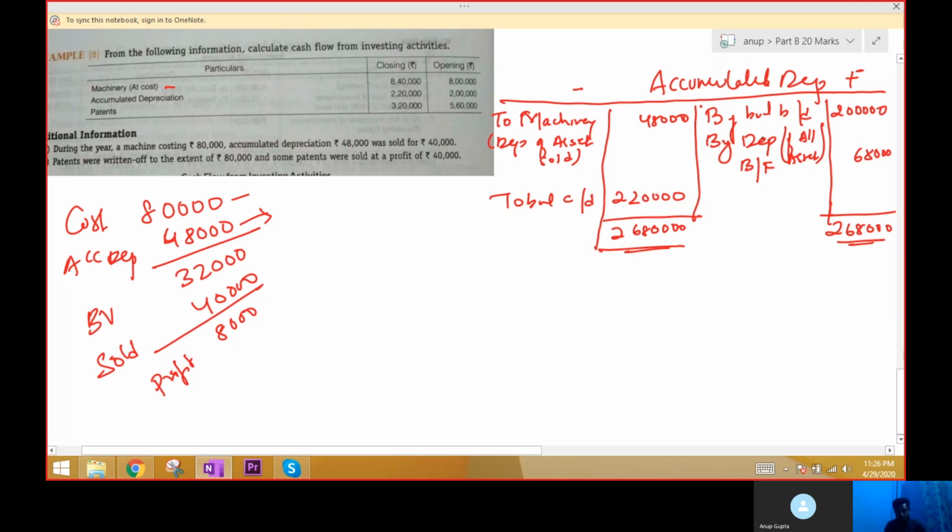After making the complete account, I'll tell you which one will go in investing and which one will go in operating. You have to make one more account, that is the machinery account. We are just doing machinery now. So, machinery account.